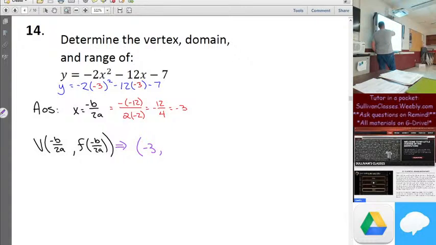Getting 9 times a negative 2 is a negative 18. Negative 12 and negative 3 is 36 minus 7. So I'll get 18 minus 7 is 11.